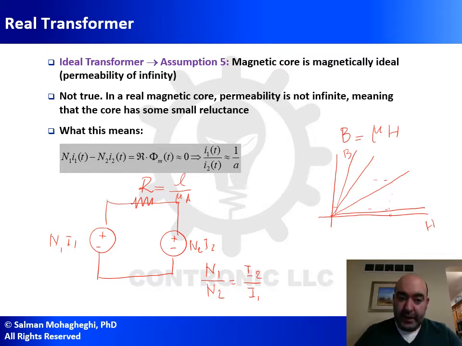If the core is non-ideal, however, if you write the KVL in this equivalent circuit, you will have N1 I1 minus N2 I2, instead of being 0, equal to R times the flux, the magnetization flux. What does that mean to us? The only thing it means is that this relationship of I2 to I1 equals N1 to N2 is not going to be exact, but approximate. So instead of saying I1 to I2 is exactly equal to 1 over A, I can say it's almost equal to 1 over A. That's the only difference between an ideal transformer and a real transformer.